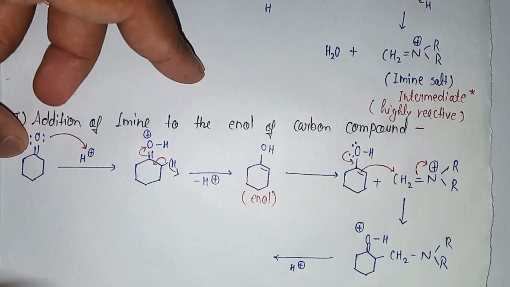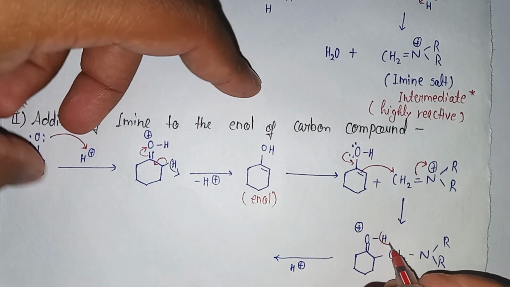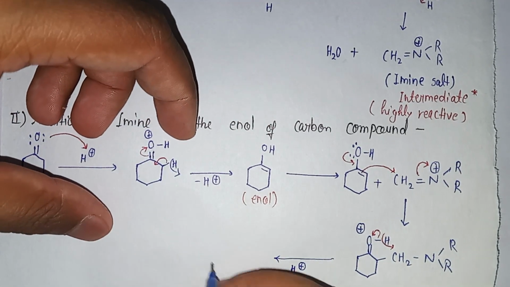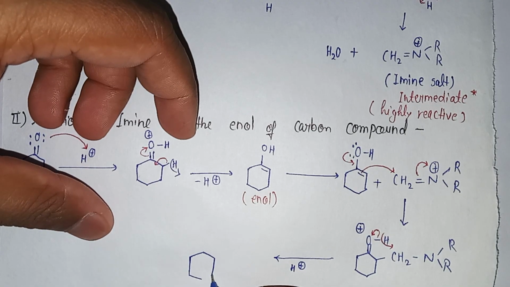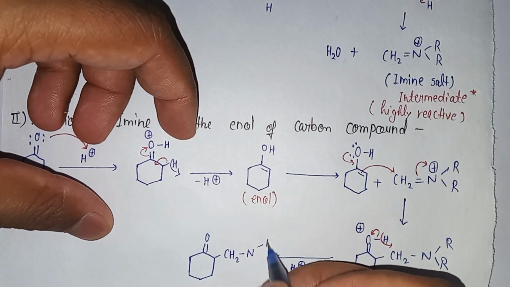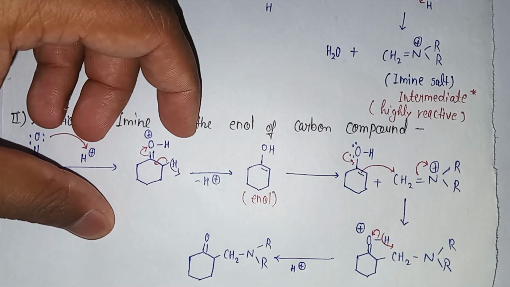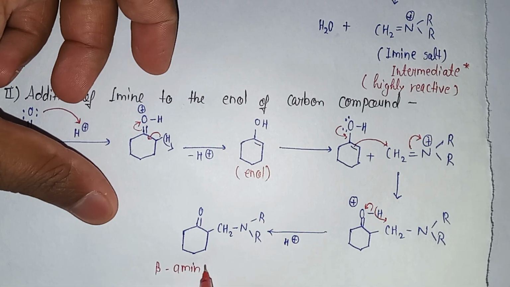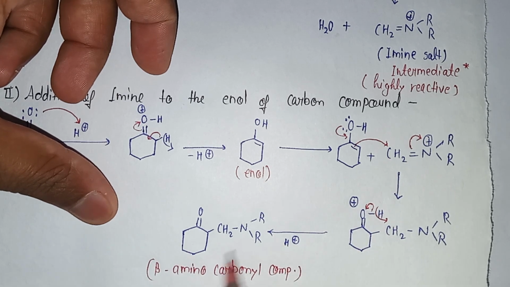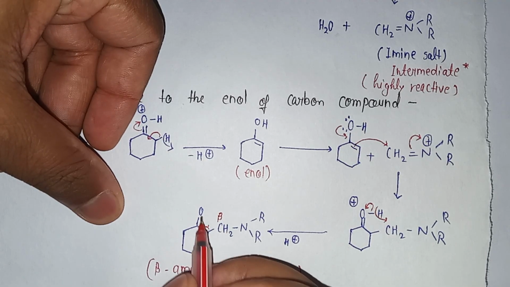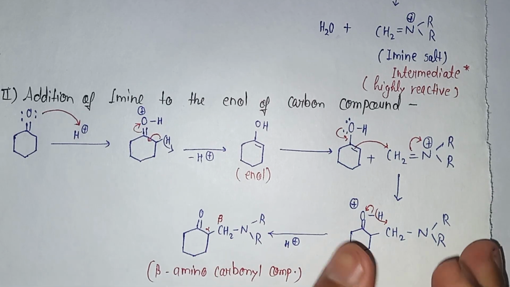Again, deprotonation. So this proton is removed, this bond shifts to the oxygen, and forms the beta amino carbonyl compound. So the final product is named beta amino carbonyl compound because this amine group is present on the beta carbon. This is the alpha carbon with respect to this carbonyl carbon. This is the beta position. So this reaction is completed.